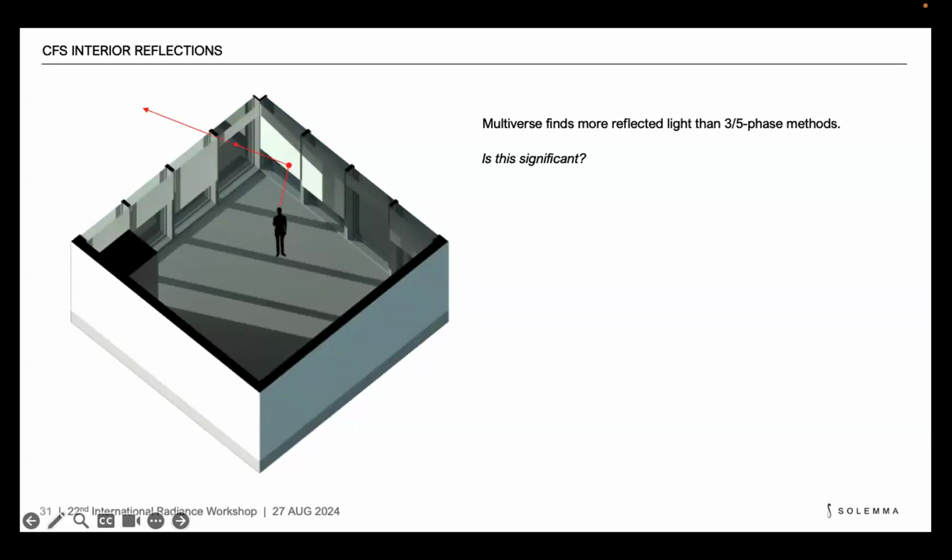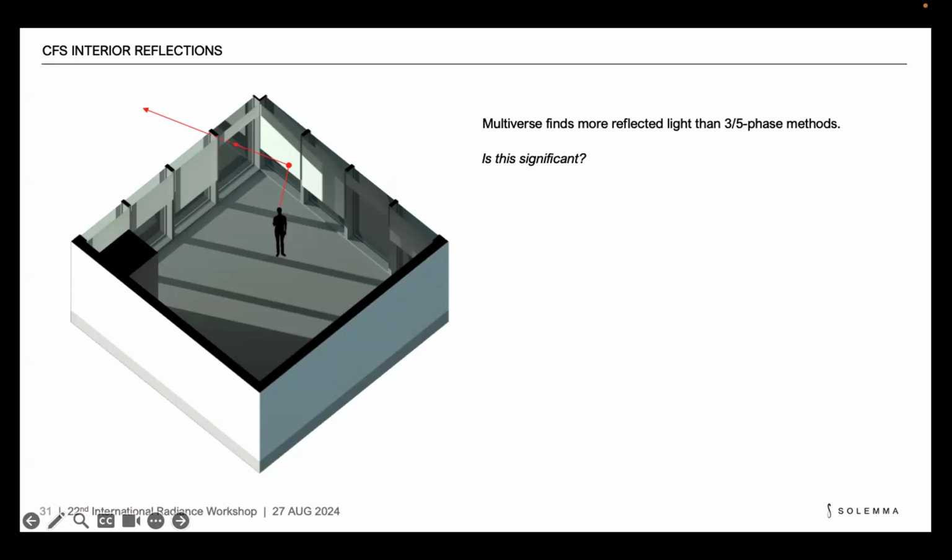Another thing that the multiverse allows is that it's a bit different than the 3 and 5 phase methods, where these window groups are like glow emitters in the calculation, and so they can't reflect light, really. They can only emit light effectively. And with the multiverse, and John talked about this last year, you can actually account for the interreflections between interior shades, pieces of glass, like in this illustration, a ray that might hit this closed blind and reflect back out the window. 3 and 5 phase might not catch that, but the multiverse can.